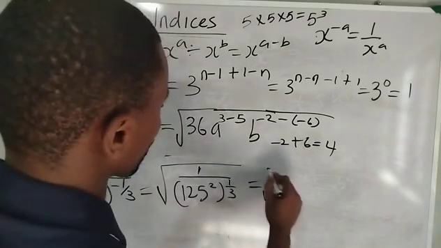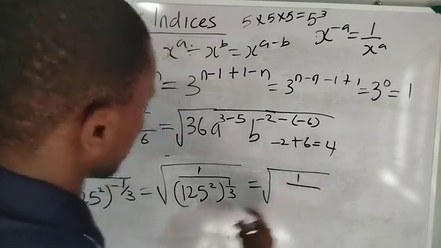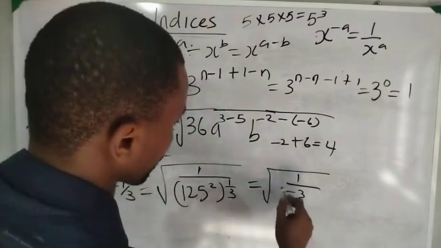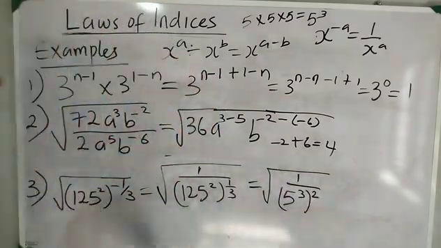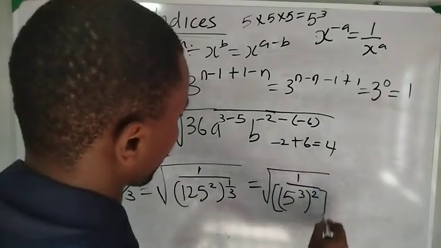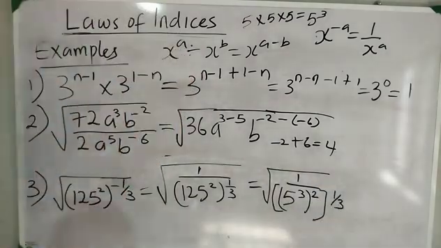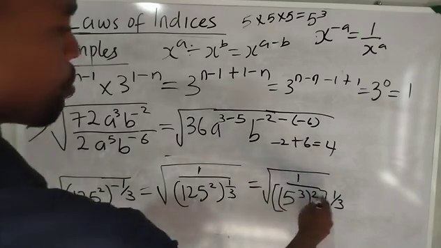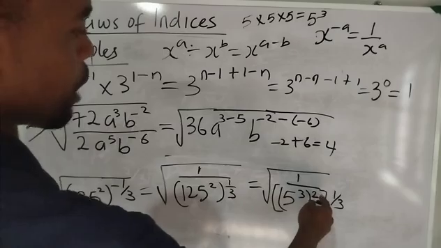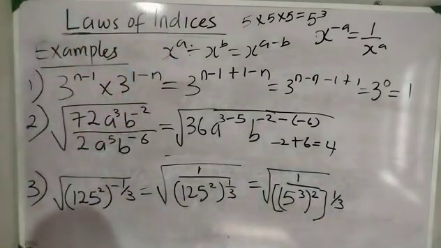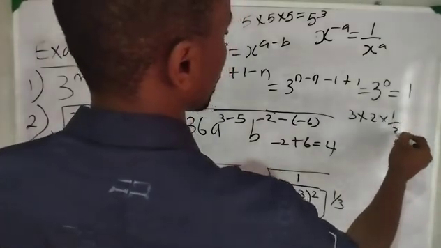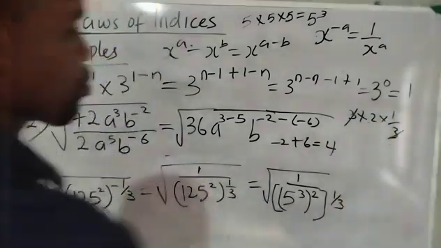So this gives me the square root of 1 over, I'm going to turn this 125 to 5 cubed. I will not forget the square, all squared. And I will also not forget my 1 over 3. Now I can multiply all these powers, right? When you have the powers outside the bracket, they multiply each other. I can multiply 3 times 2 times 1 over 3. So 3 times 2 times 1 over 3, 3 will cancel 3, and you're left with just 2.